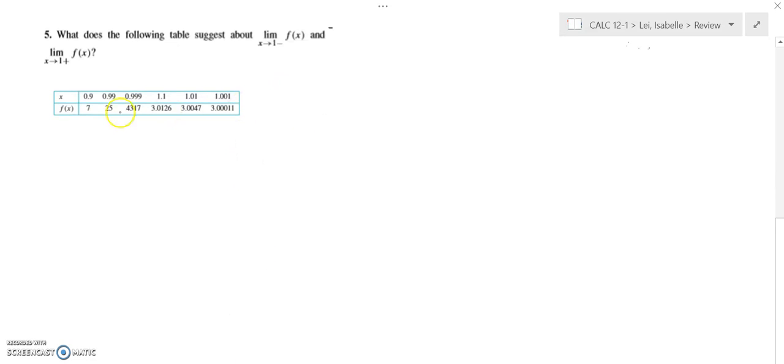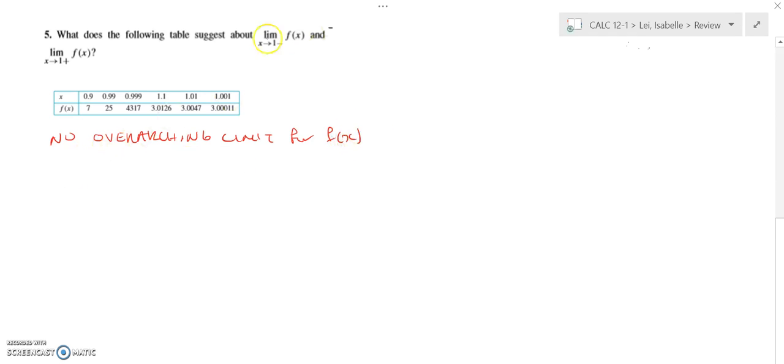Oh, sorry, left and then right. So overall, there is no clear pattern to where the function is going, because the left side does not converge to the same point as the right side will be going. And this means there is no overarching limit for f of x.